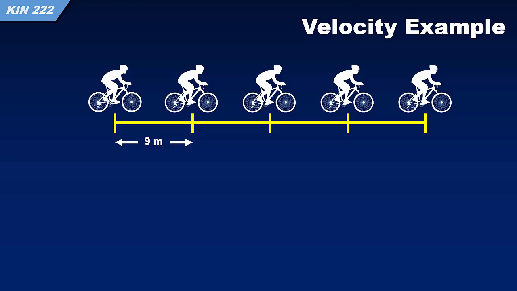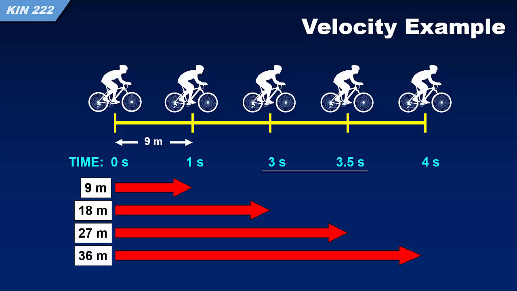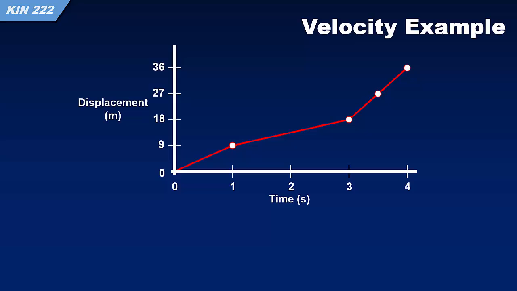So let's look at a similar type of example, but we'll change it up a little bit. Say the person still crosses the first 9-meter mark at 1 second, but then crosses the 18-meter mark at 3 seconds, the 27-meter mark at 3.5 seconds, and the 36-meter mark at 4 seconds. If we plot that displacement versus time, we get a graph that looks like this. One question we can ask is, what is the overall average velocity? How is that different from the previous one?